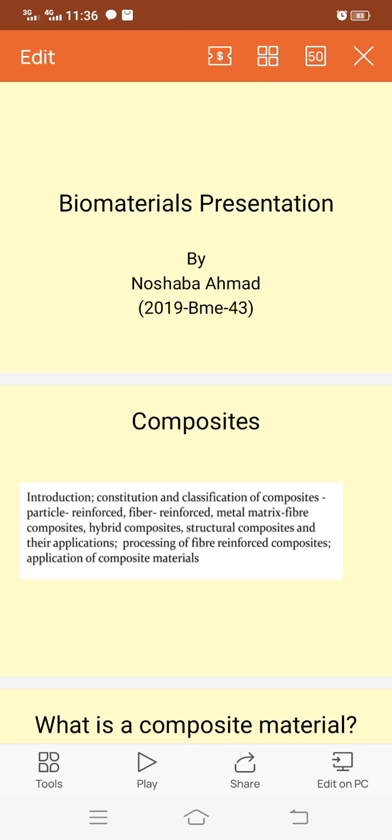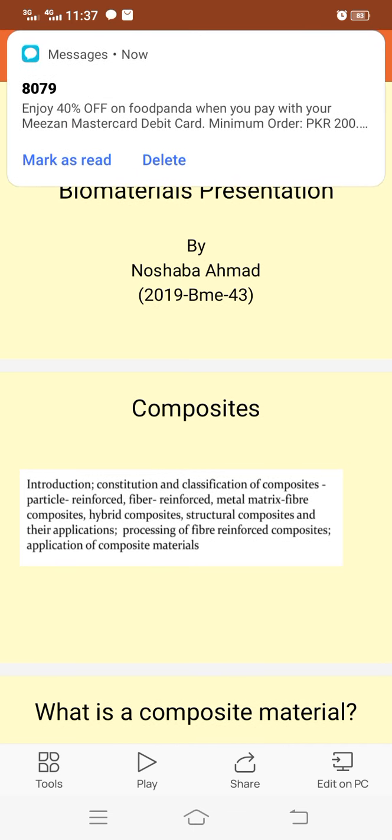Let's have an introduction to composites. We can have many types of composites. Going through the slides, we will see constitution and classification of the composites, particle reinforced composites, fiber reinforced, metal matrix fiber composites, hybrid composites, structural composites, and their applications. Processing of fiber reinforced composites, application of composite materials.